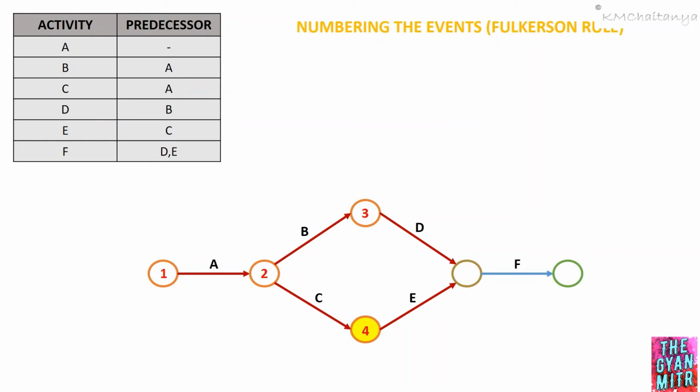Now we can number our next event, which will be event number 5. After completion of event 4, now we will move on to event 5. From event 5, we have only one activity that is starting, which is activity F. Now we will trace activity F, and we have reached the last event, which can be numbered as event number 6. And this is how we number the events for a given network using the Fulkerson rule.